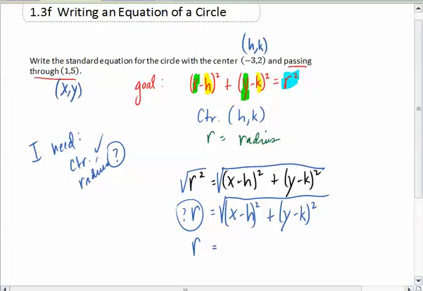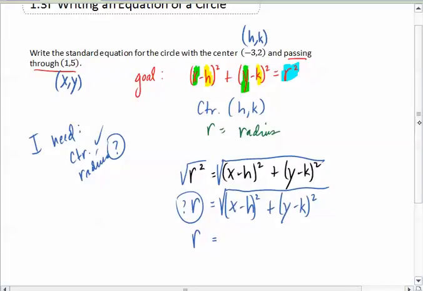Now I'm ready to dump in the information. Here we go. Square root of, now what's the x? 1. What's my h? -3. Notice I'm using extra parentheses to put the -3 into the formula. And that's all squared. Now, what is my y? Looks like it's a 5. Minus, what's my k? 2.